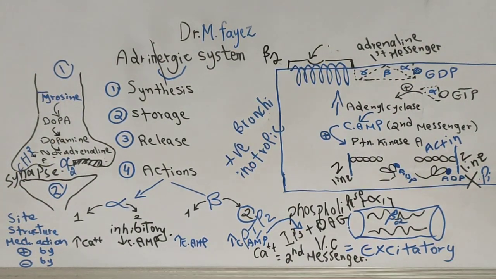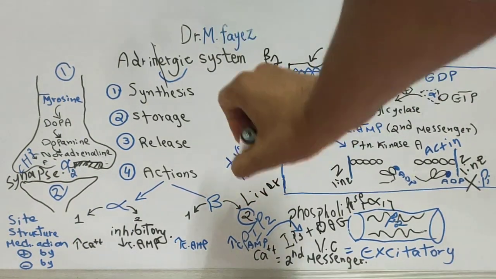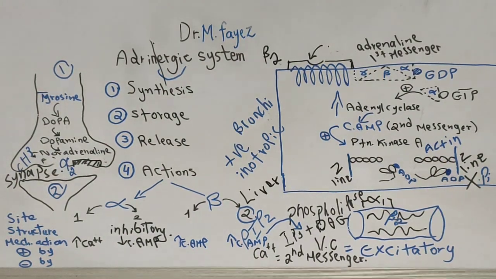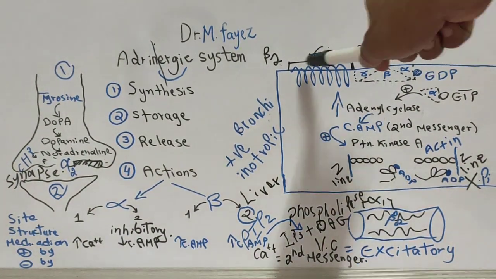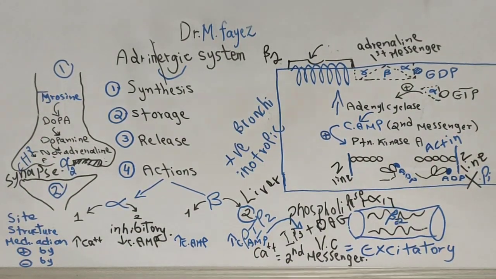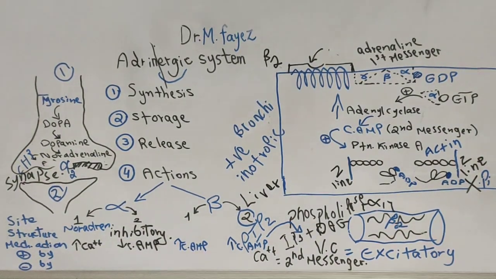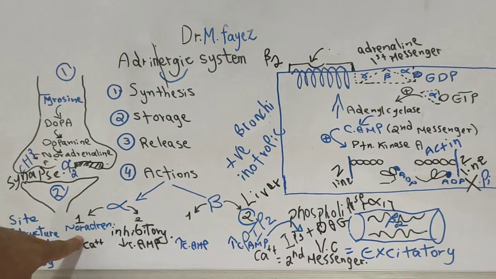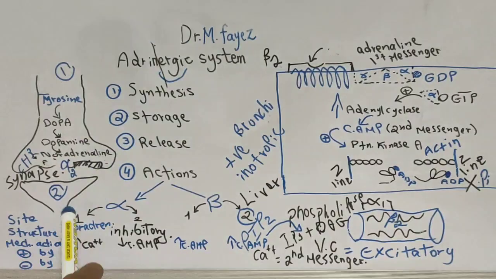I want to stress that beta 2 receptor is present on the liver, and we are going to explain this later on. This is important in order to understand. What about stimulated boy and blocked boy? Before I tell you this, I want to stress something important: adrenaline has a high affinity to beta 2 receptor, more than noradrenaline, while noradrenaline has a high affinity to alpha 1. So there is a specificity. Adrenaline binds to beta 2 on a smooth muscle better than noradrenaline. Noradrenaline binds to alpha 1 better than adrenaline binds to alpha 1.